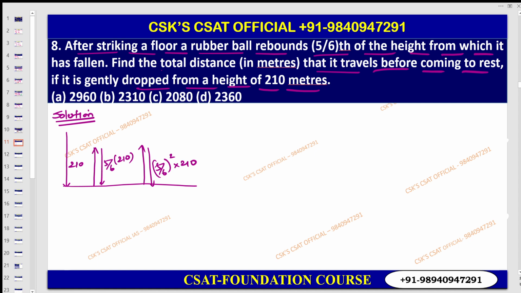That is more than sufficient for your competitive examination. You know the S infinity formula for an infinite series, a by 1 minus r. You need to find the first term a, that is important. You should not take simply 210. The bouncing of 5 by 6 is what you need to include in a.